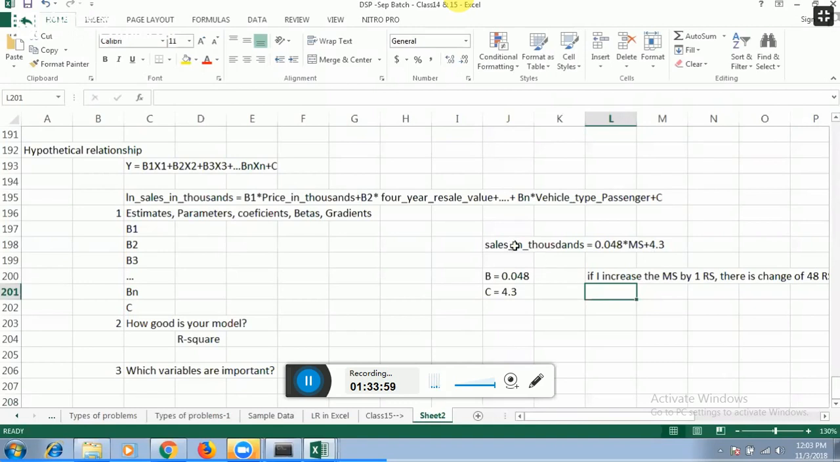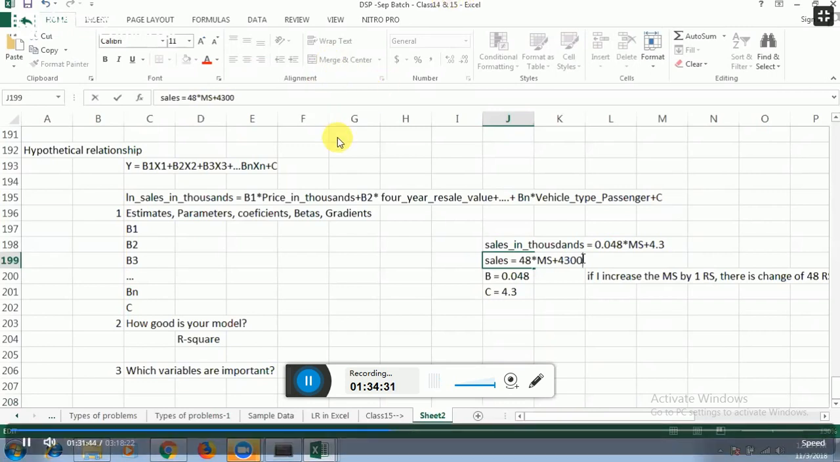Of course, this is what you got if the data is in thousands. If the data is as it is in rupees, then what will your equation be? Sales equals 48 times marketing spend plus 4,300, because 4.3 is multiplied by 1,000. It's nothing but 4,300. Yes or no? So this is what your equation will be.